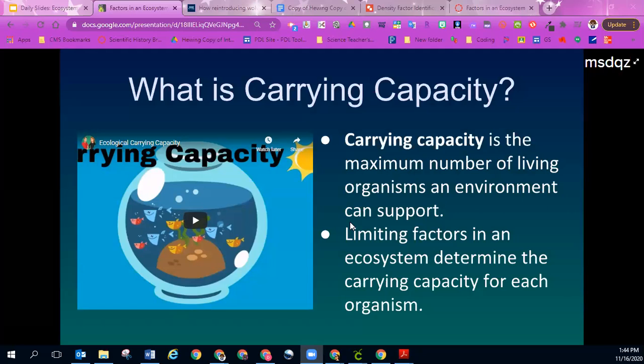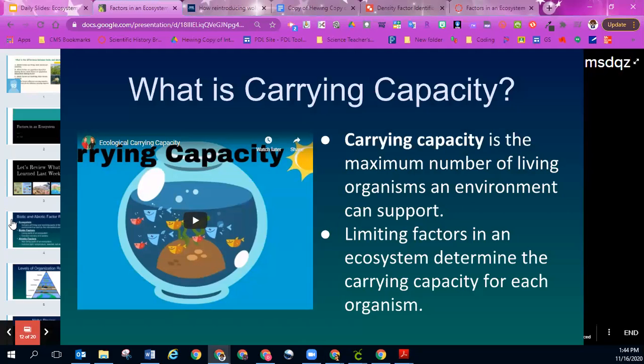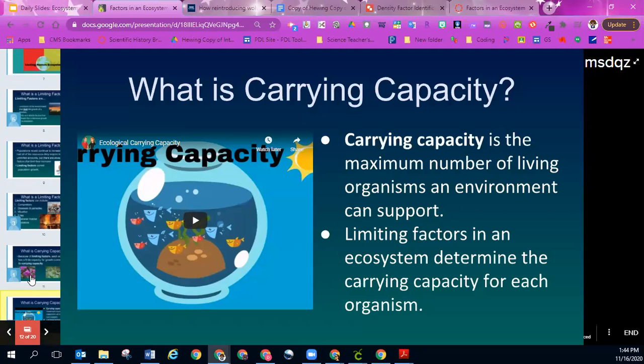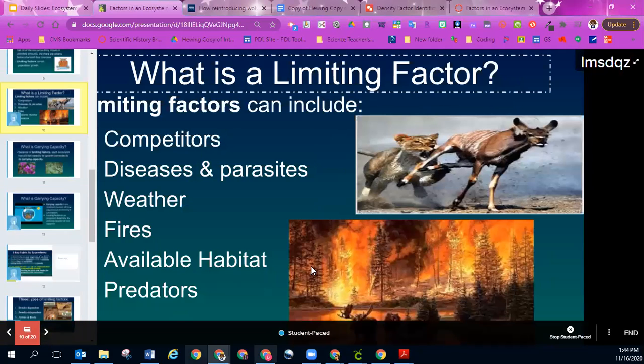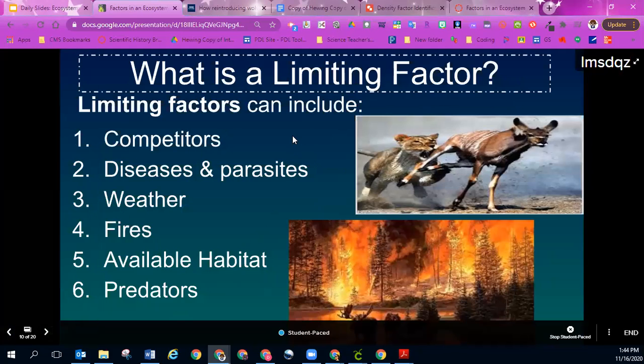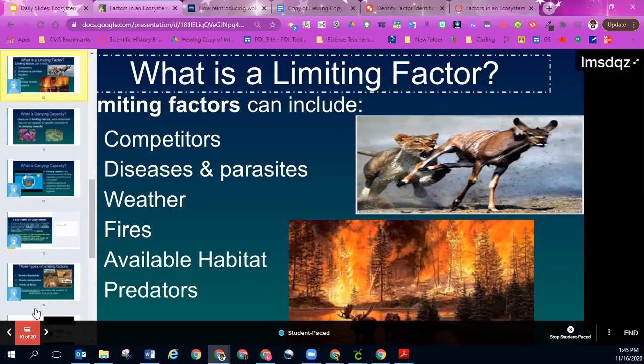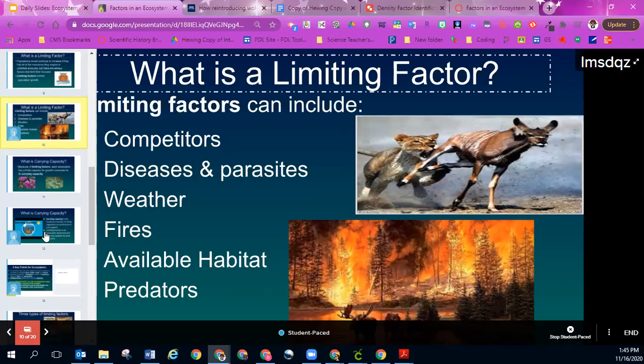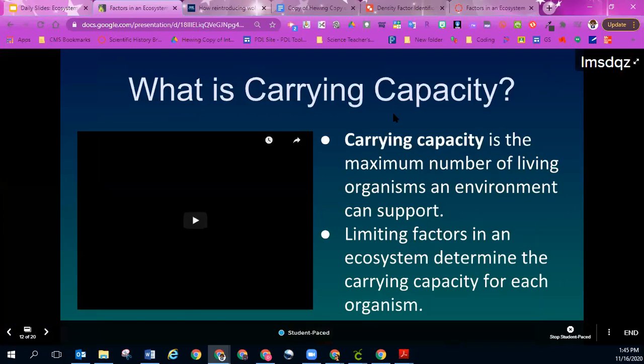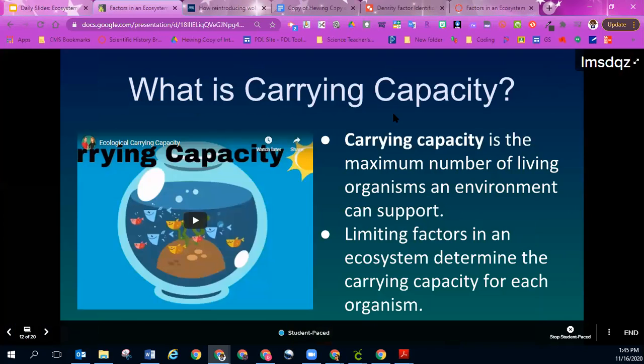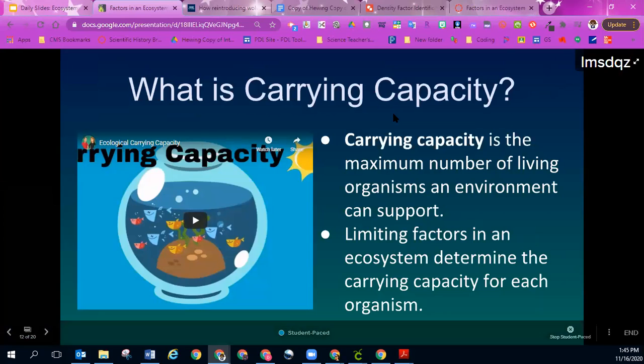So, what's going on in that particular environment, whether it's based on, let's go back so we can look, if it's based on any of these things: competing for resources, diseases, parasites, weather that might be hurting or wiping things out, fires, predators in that area. All of those things are going to directly relate to the number of living organisms in that specific environment.